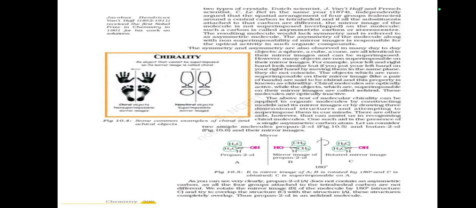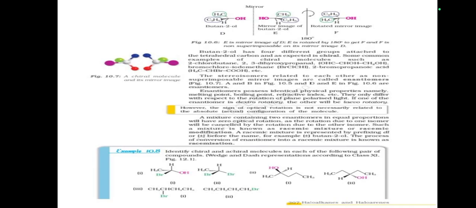Figure 10.4, some common examples of chiral and achiral objects. Figure 10.7, a chiral molecule and its mirror image. Figure 10.6, A is the mirror image, and D is rotated by 180 degrees to get F, and F is non-superimposable on its mirror image D.